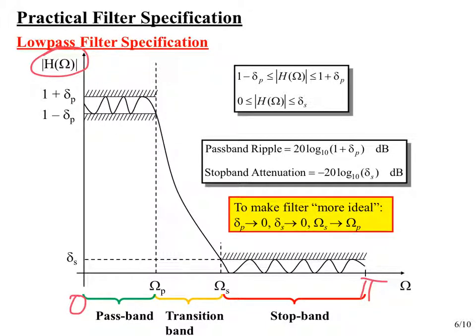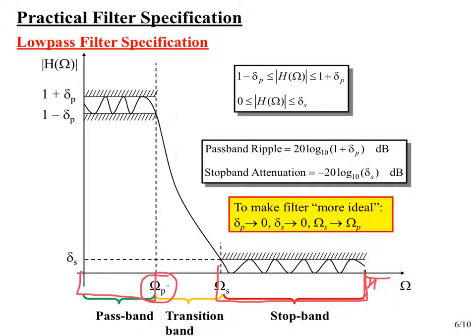And so what are we doing here? We're speccing a few things here. We're saying, here's a cutoff frequency for my passband. So my passband lives from 0 out to there. And then we have a stop band that goes from omega sub s out to pi.